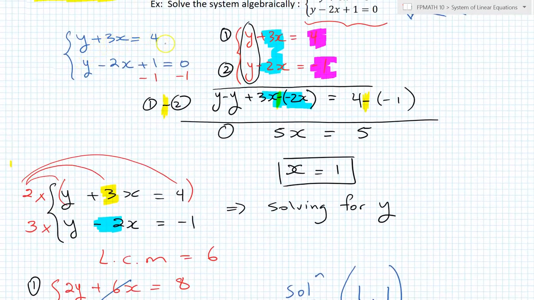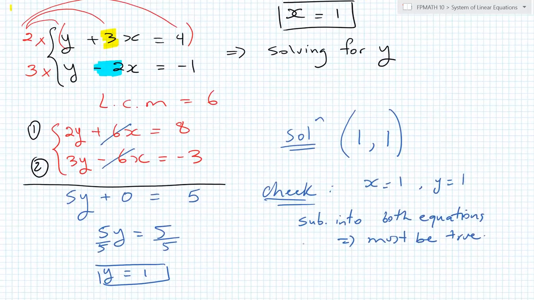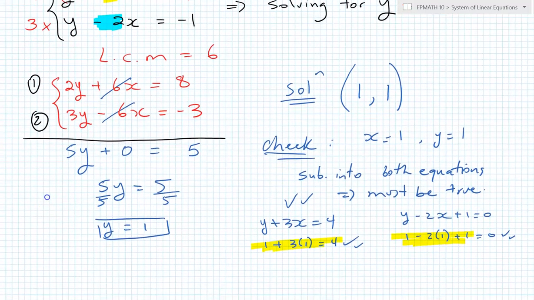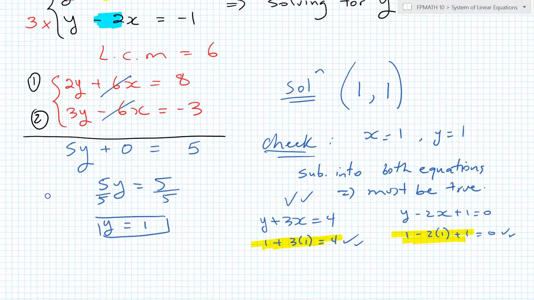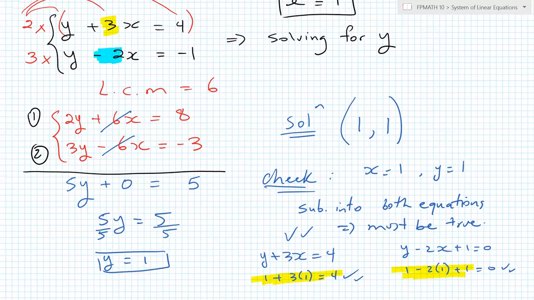that should give you 4. And when you plug in 1 and 1 for x and y in the second equation, when you do the math, the left hand side should be 0, and it is. And you can double check, and it is. Okay, here it is. Double check again. Plug in 1 and 1 for x and y into both equations. And then notice that the left hand side equals the right hand side, and therefore it works. That's the solution.